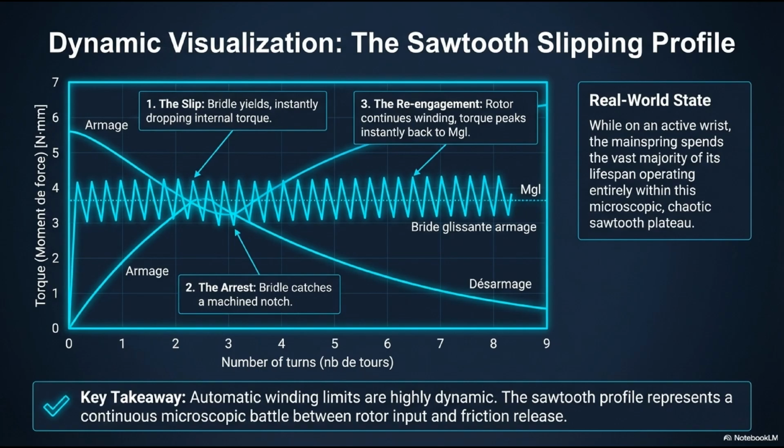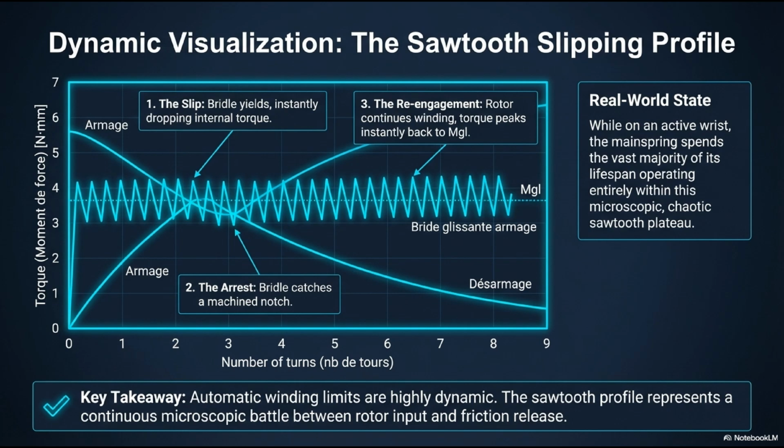Event 2 is the arrest. The sliding tip of the bridle slams into the next machined notch in the drum wall, or the braking grease halts it. The slide stops. Event 3 is the re-engagement. The wearer is still moving. The rotor continues winding, immediately pumping the torque back up, and it peaks instantly back to m_gl, or it slips again. This creates a rapid, continuous sawtooth pattern.